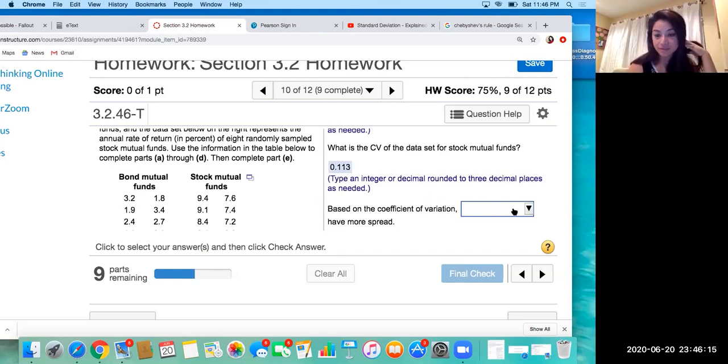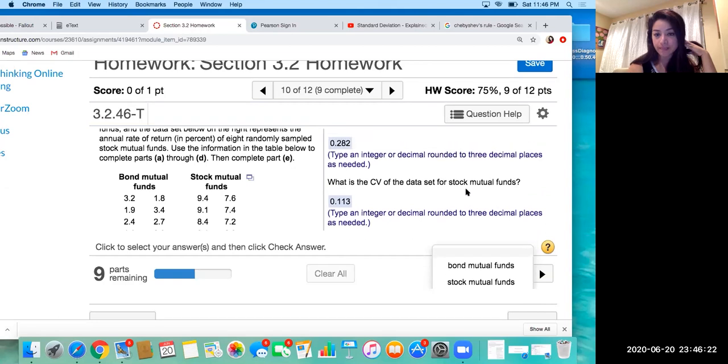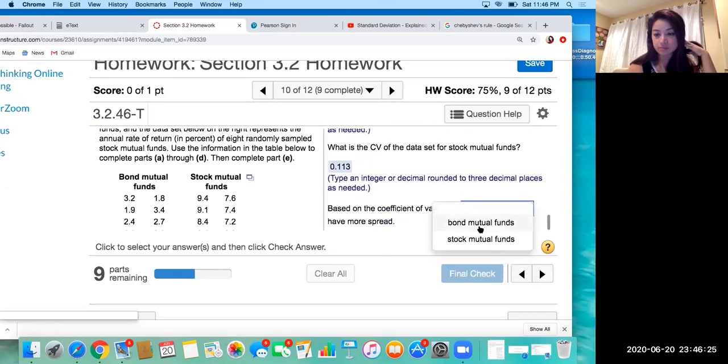Based on the coefficient of variation, mutuals, one mutual.